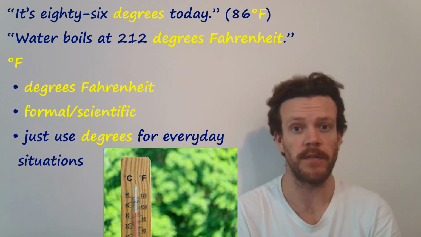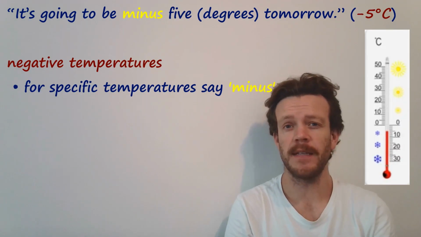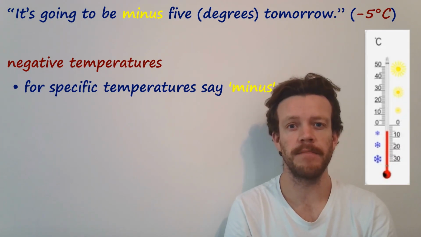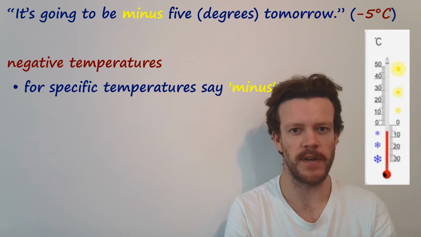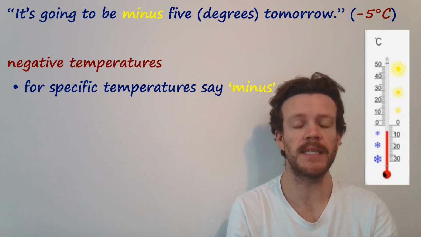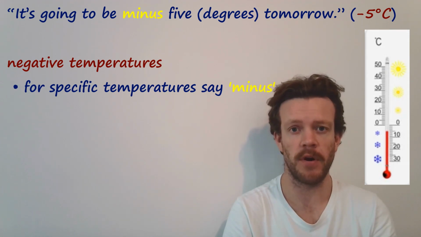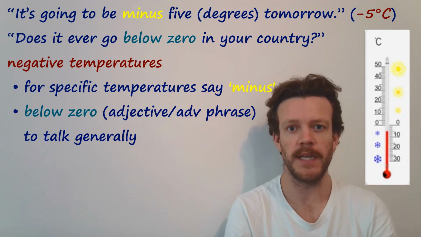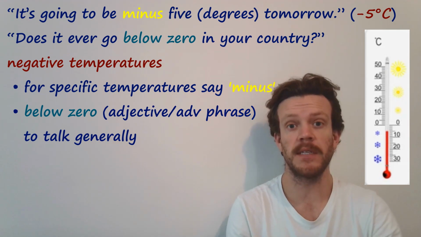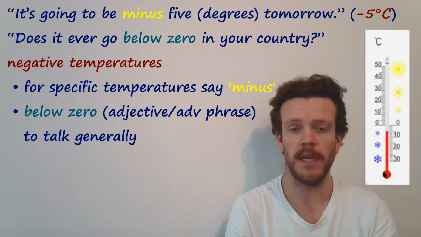It's 95 degrees today. If it's negative, it's slightly different. Generally, people just say minus plus the number, although you can say negative degrees. For example, it's going to be minus 5 tomorrow. And to talk about that generally, you can use the phrase below 0. Does it ever go below 0 in your country?